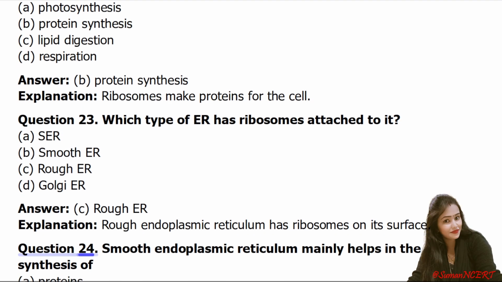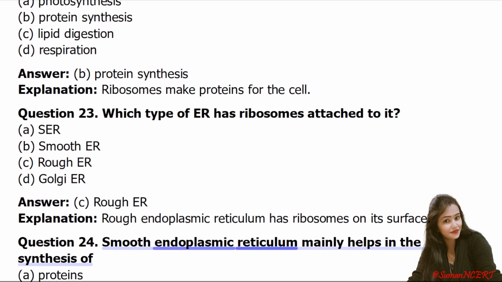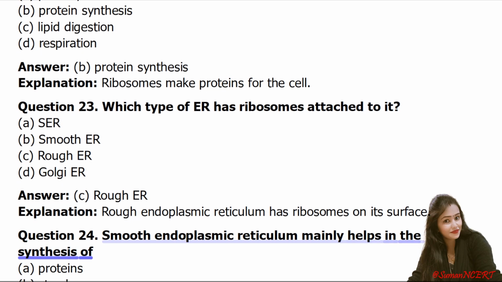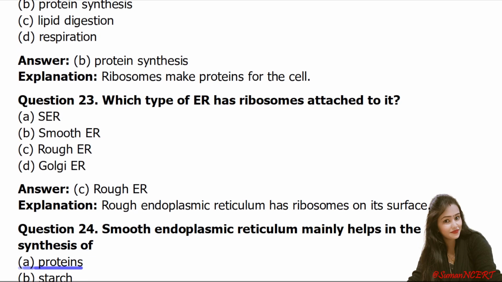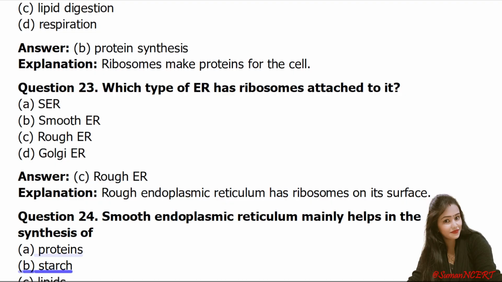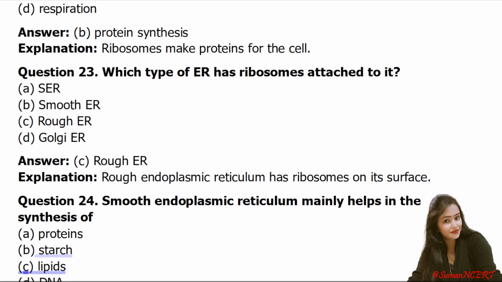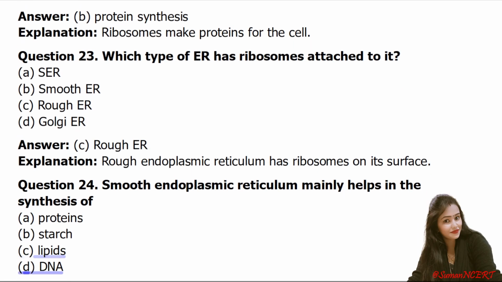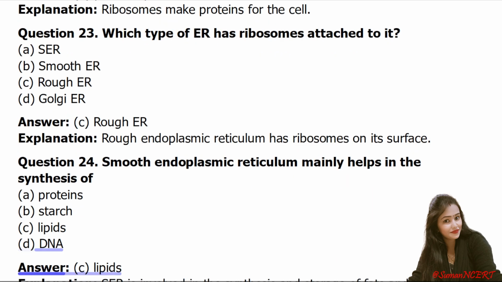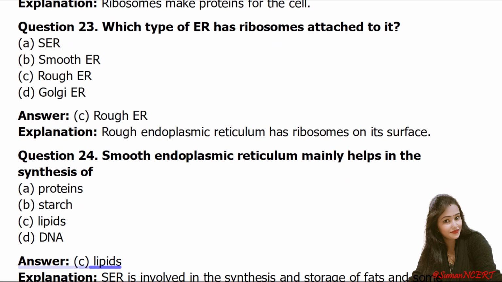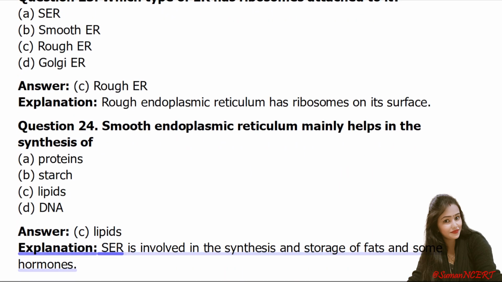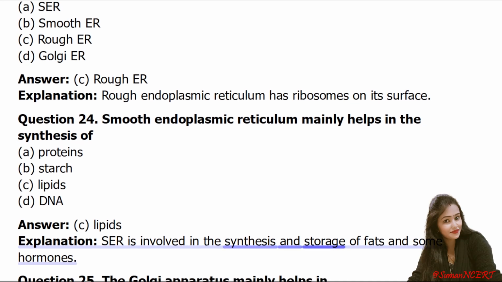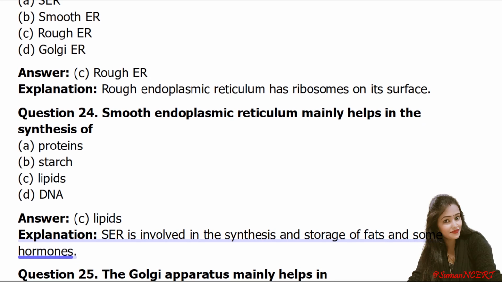Question 24. Smooth endoplasmic reticulum mainly helps in the synthesis of A. Proteins. B. Starch. C. Lipids. D. DNA. Answer, C. Lipids. Explanation: SER is involved in the synthesis and storage of fats and some hormones.